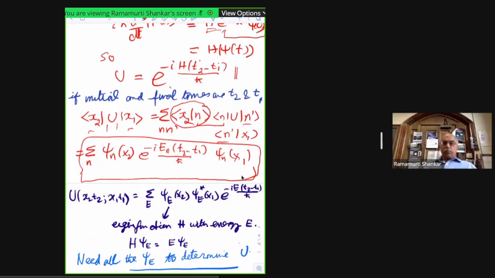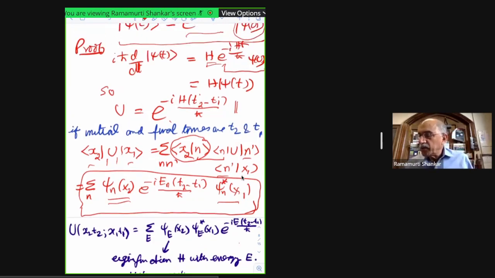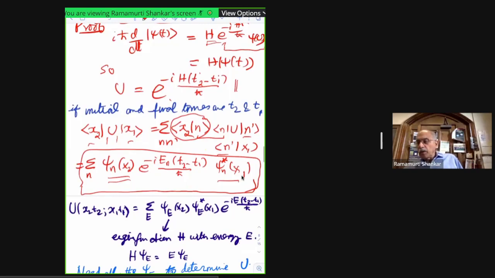So here is the punchline of the propagator approach. The propagator is given by this. At least that much, all the numbers in this equation you know. So the mysterious thing called the propagator is determined if you can give me all the energy eigenfunctions, which I'm labeling by some index n, you can call it En or E, doesn't matter. If you take this product, oh, I made one mistake here, this would be psi star. Then that sum over E or sum over n is the propagator.